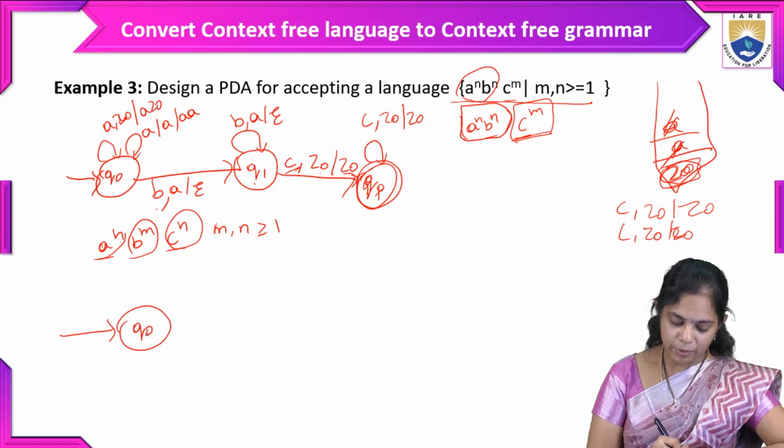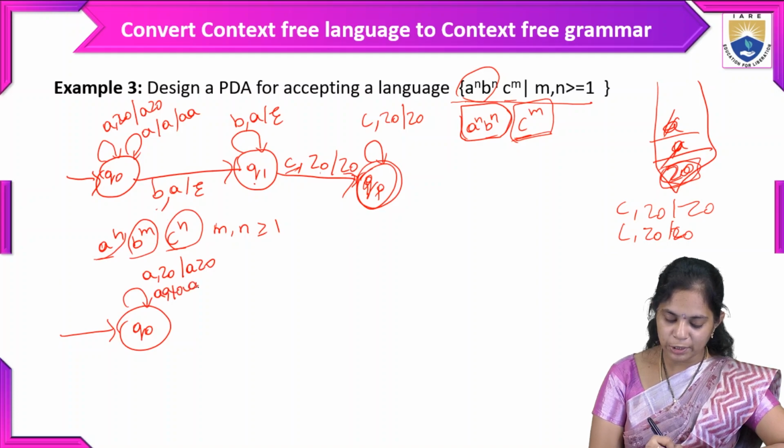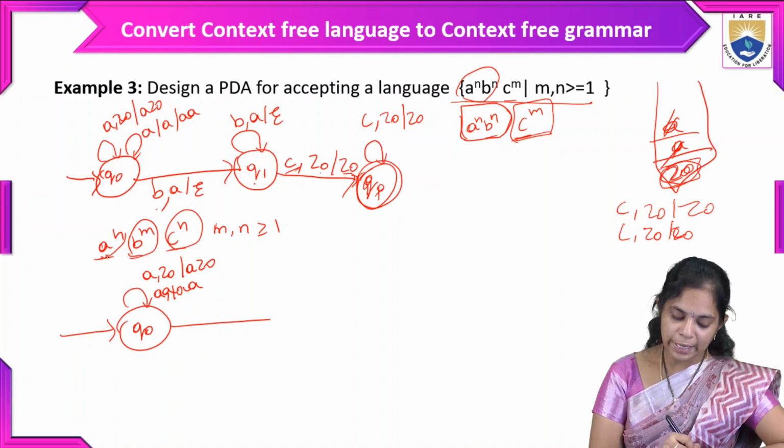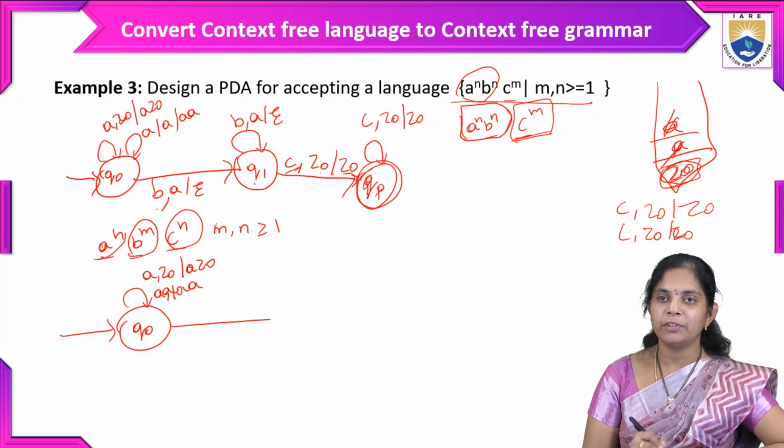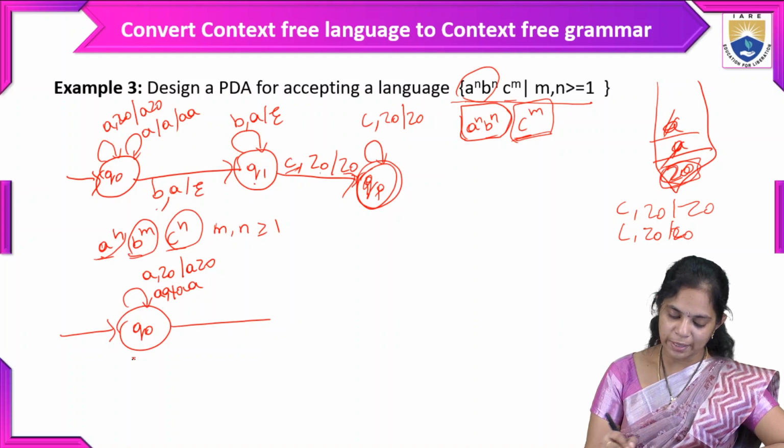So this is Q0, which is the initial state, and A is there. For A input, A Z0, and for multiple A's, we have to push the values into the stack. And for the B, how many A's are there, we need to push the values into the stack, and the number of B's is there, B.